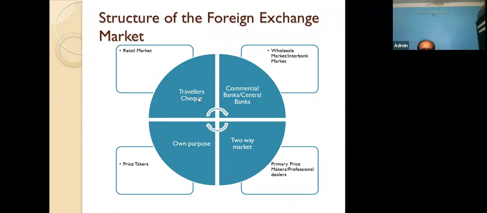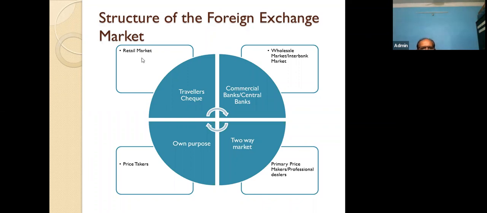Suppose you are going to Thailand or Malaysia. When you travel from India to Malaysia, you will ask your bank, maybe State Bank of India, and State Bank of India will provide the facility known as traveler check. Most tourists carry traveler checks when they visit foreign countries. When traveler checks are in cash in their own currency, that is known as the retail market.